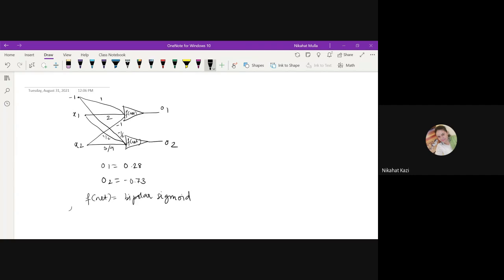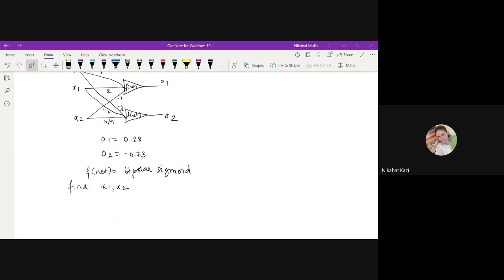What you need to do is find x1 and x2. Are you getting the problem? This network is given to you along with the weights. O1 is given to be 0.28 and whatever these values, and the activation function is also given to you. Now the problem is you have to find the inputs, right? So how will you proceed?